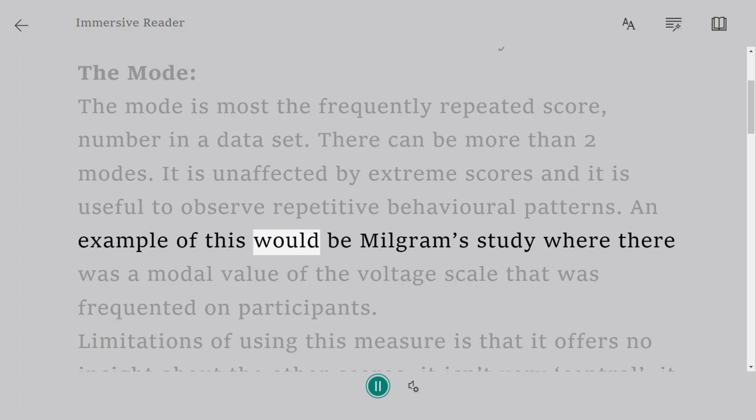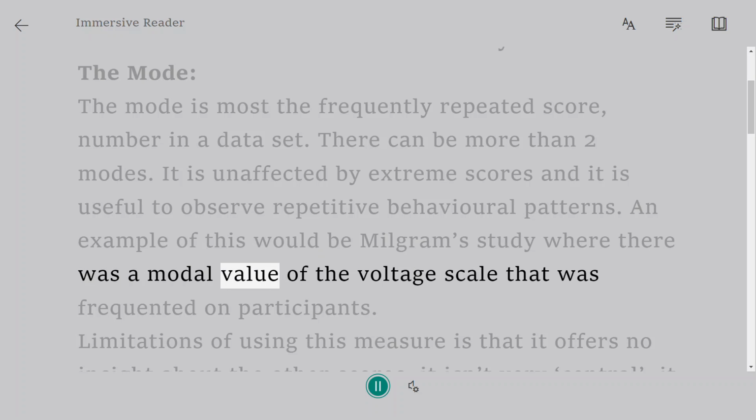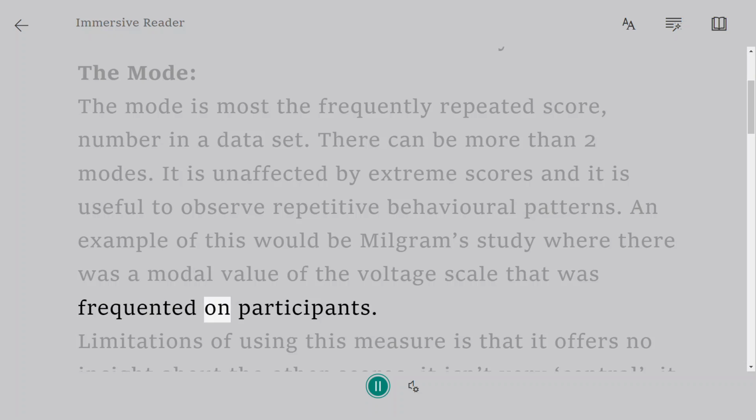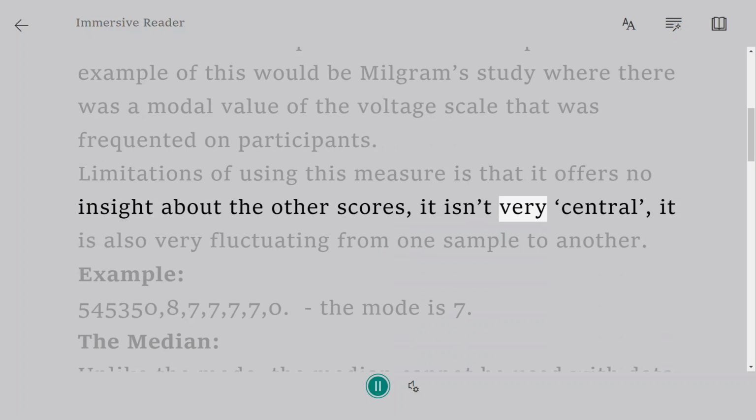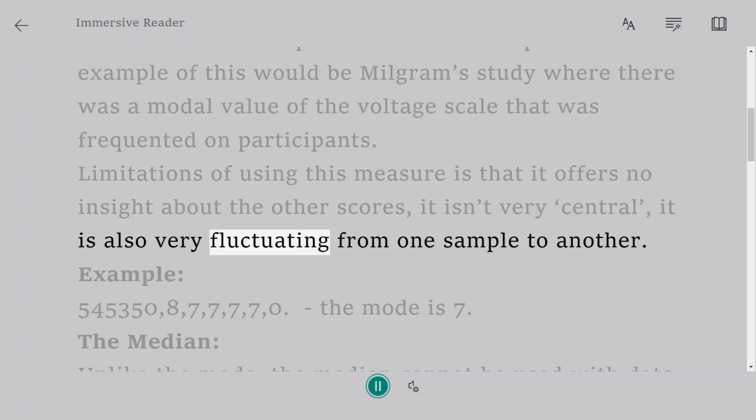An example of this would be Milgram's study, where there was a modal value of the voltage scale that was frequented by participants. Limitations of using this measure are that it offers no insight about the other scores, it isn't very central, and it is also very fluctuating from one sample to another.